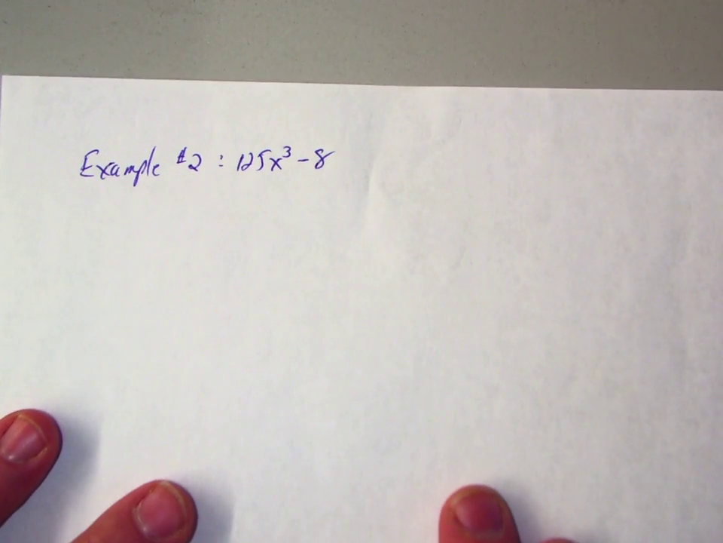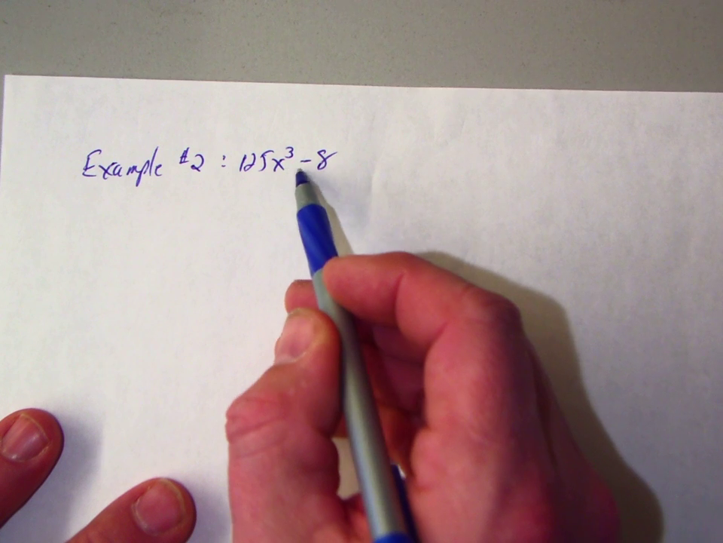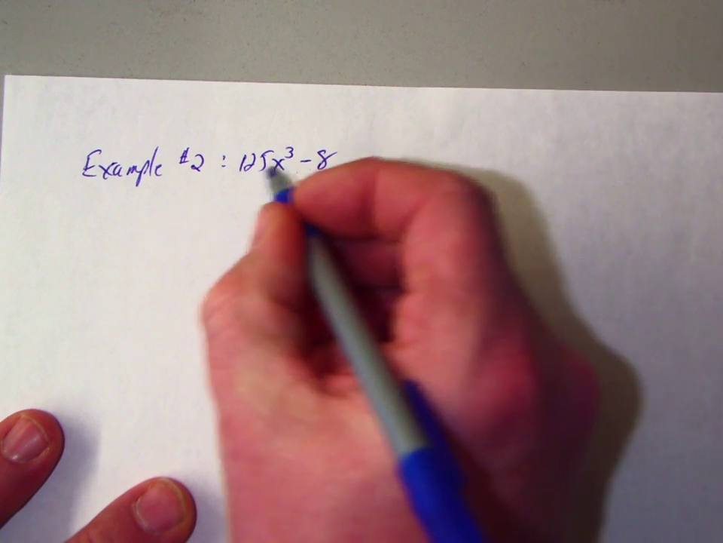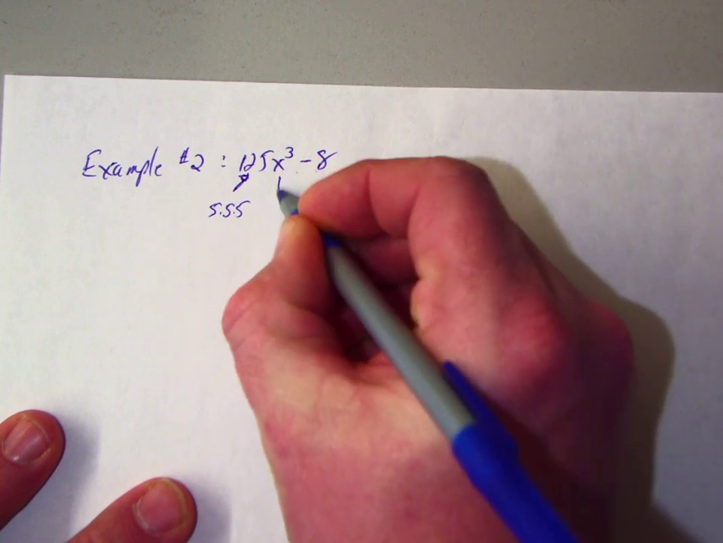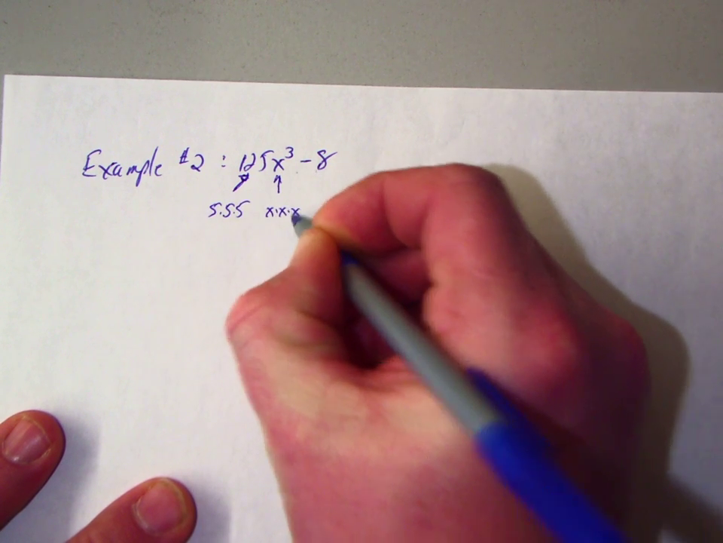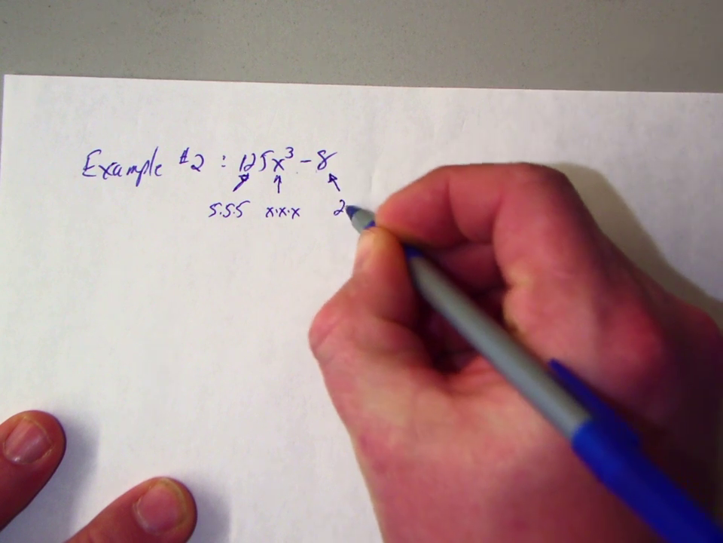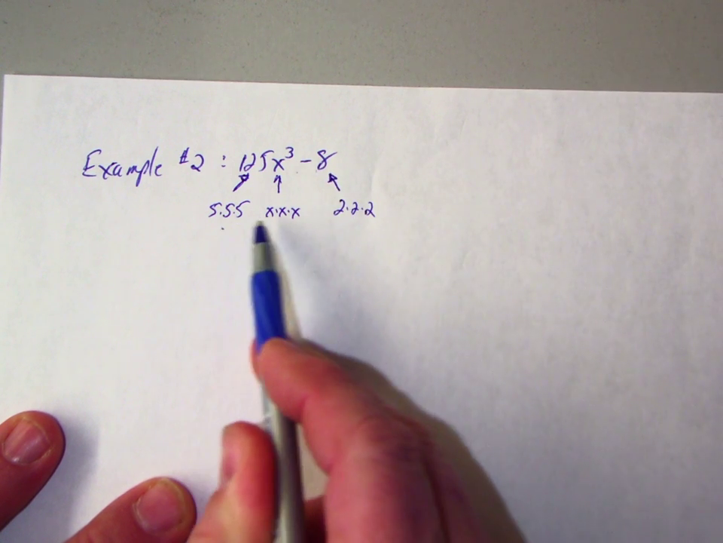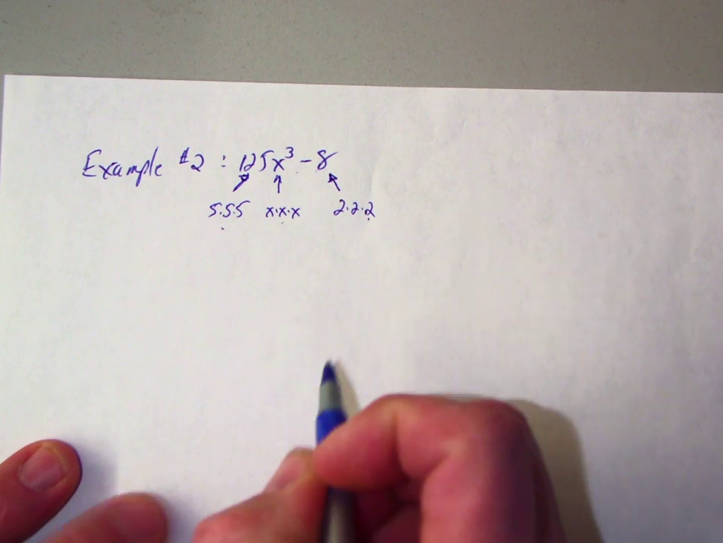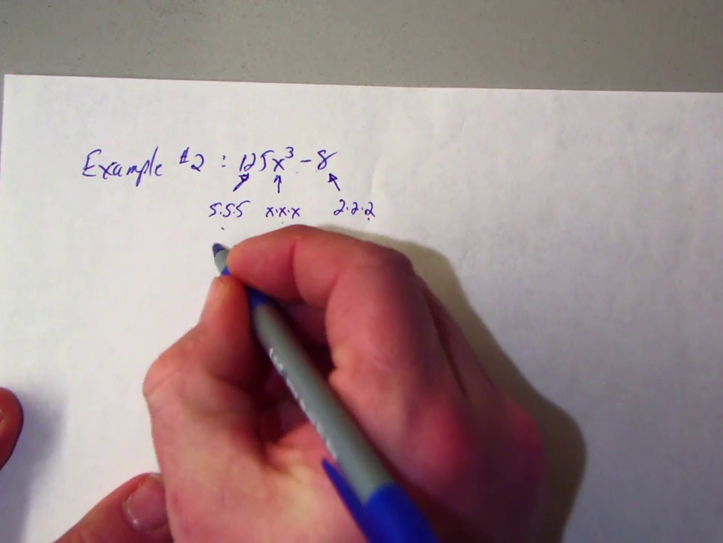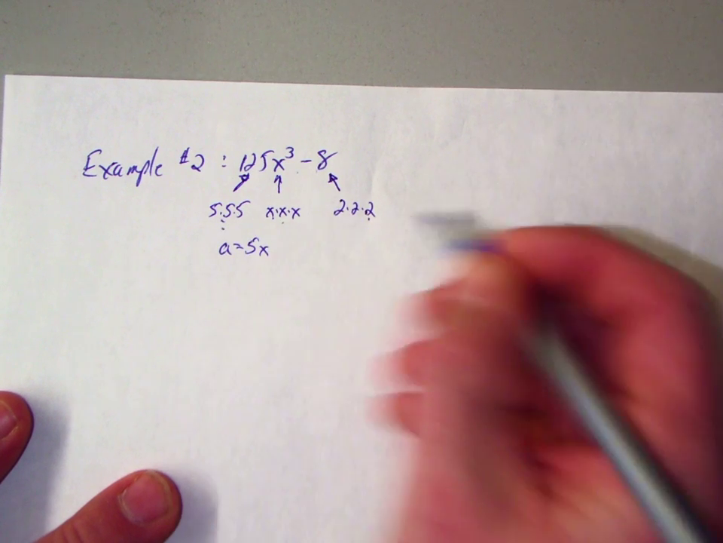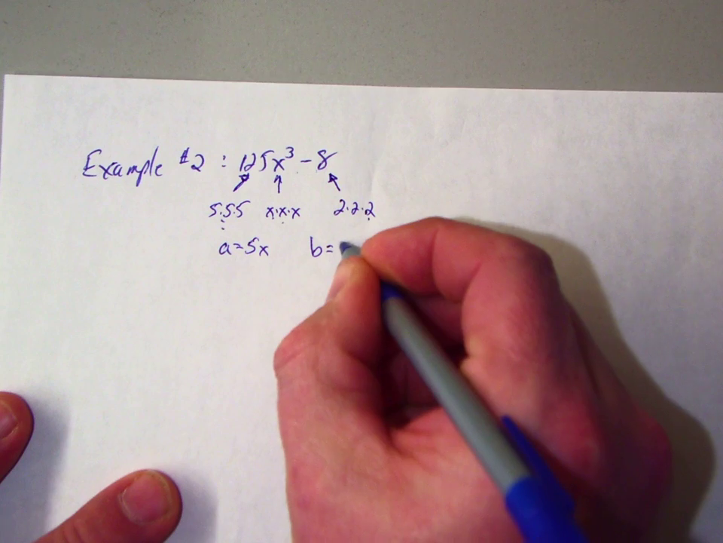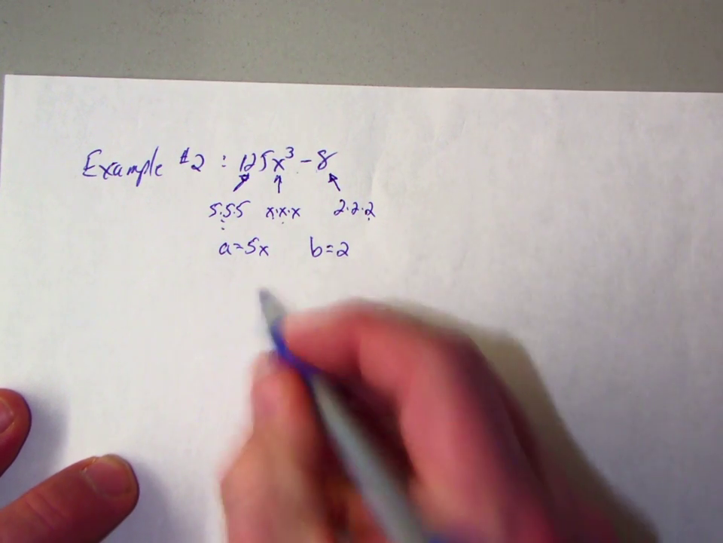Okay, another example. 125 times x cubed minus 8. 125, that is 5 times 5 times 5. Here, this is x times x times x. And 8 is 2 times 2 times 2. Since everything is a perfect cube, that means it's factorable. So that means a is both the 5 and the x, so it's 5x. b is 2.